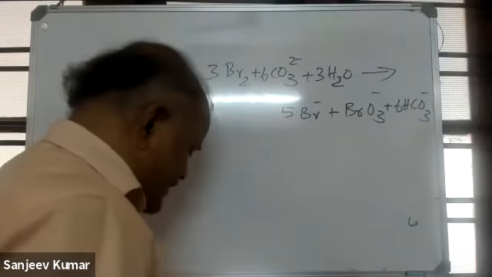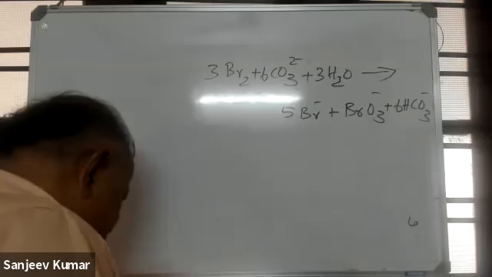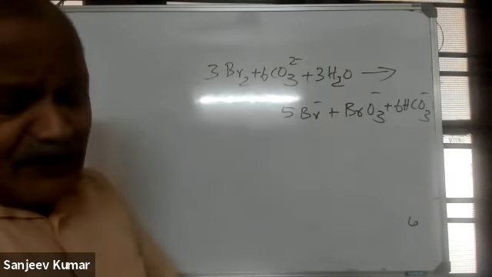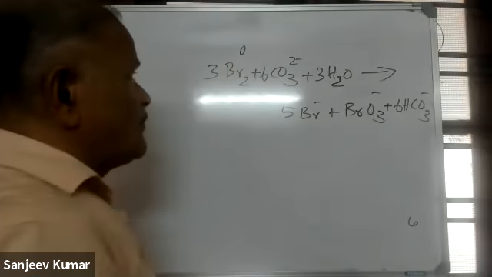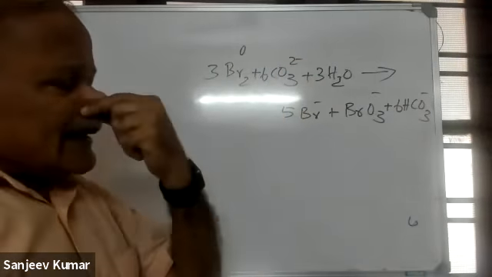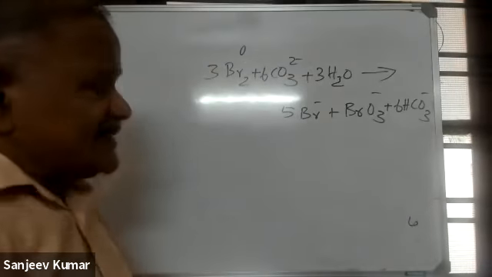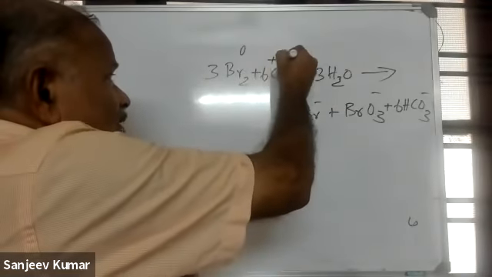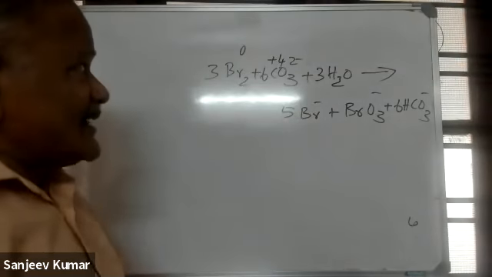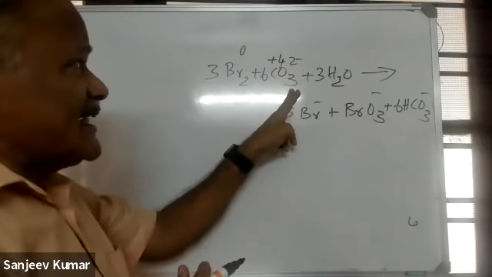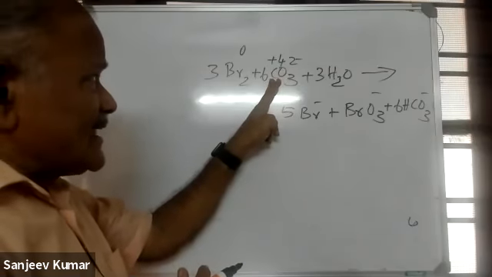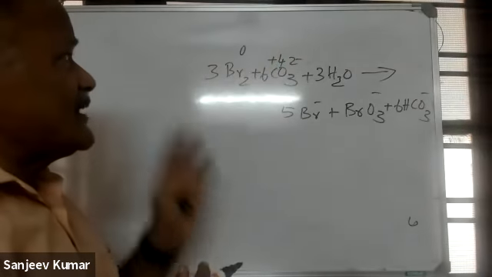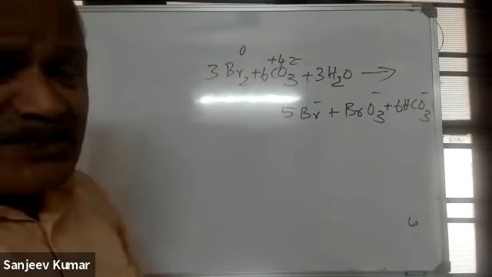First of all, you have to assign the oxidation number of all the elements, and then we can say which is being oxidized and which is being reduced. Bromine, free state, 0. Carbonate ion, O3 means minus 6 and the sum should be minus 2. Therefore, carbon should be in the plus 4 oxidation state. That is, if carbon is X, X plus minus 6 gives minus 2. Therefore, carbon has plus 4 oxidation state.